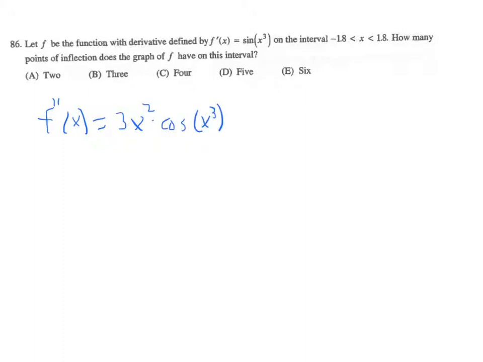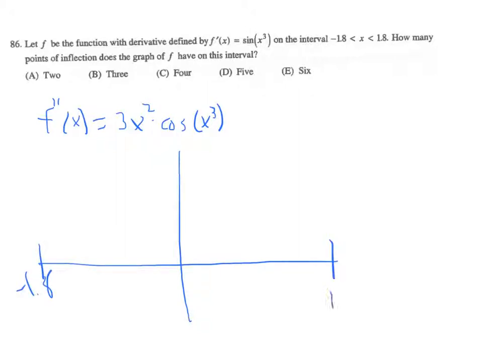And if you graph that, it's going to be a big mess. So what you want to do is make your window only go from negative 1.8 to 1.8. So you do have to change the window of your calculator to help you see this a little bit better. And when you do so, the graph is going to look something like this.